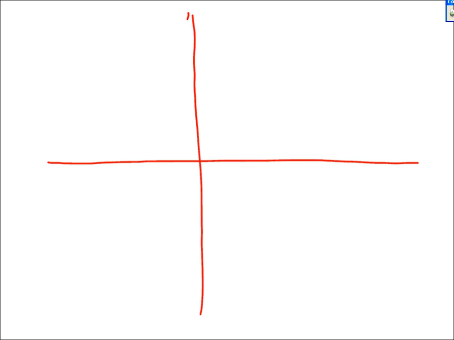Now, what I want you to do is notice this. I mentioned it, but now let's see it in real life. I want us to compute a few different slopes and see that they're actually equal.